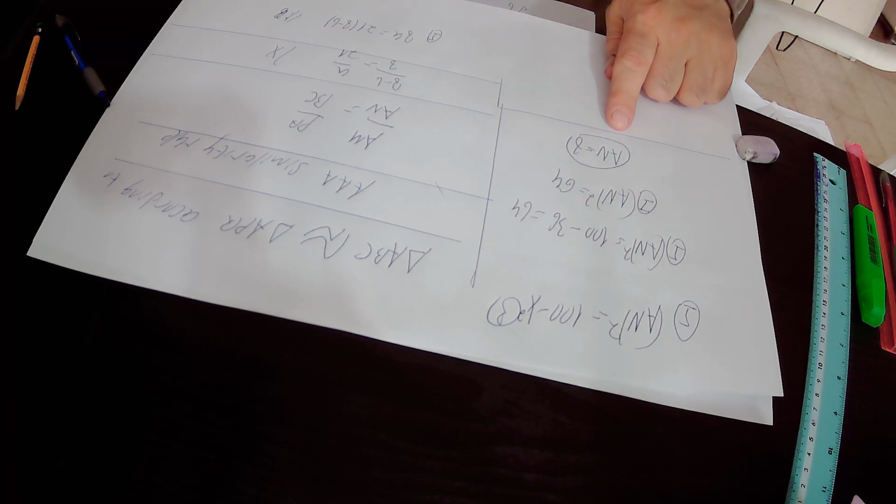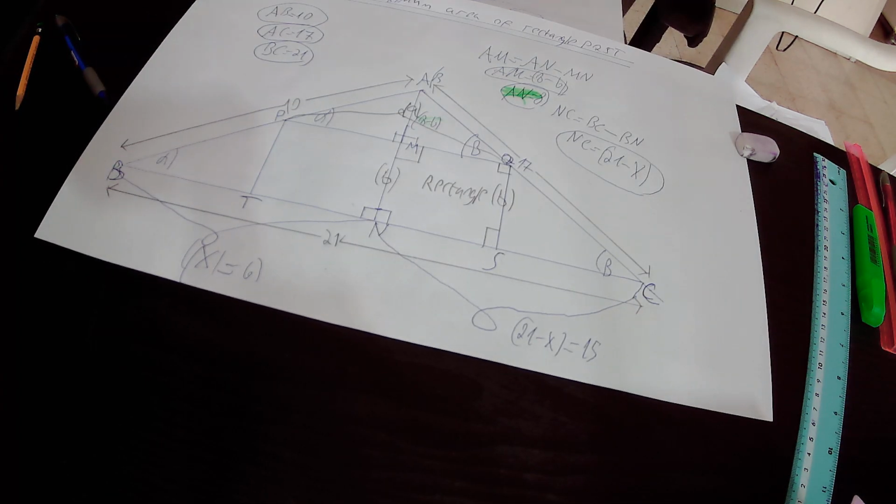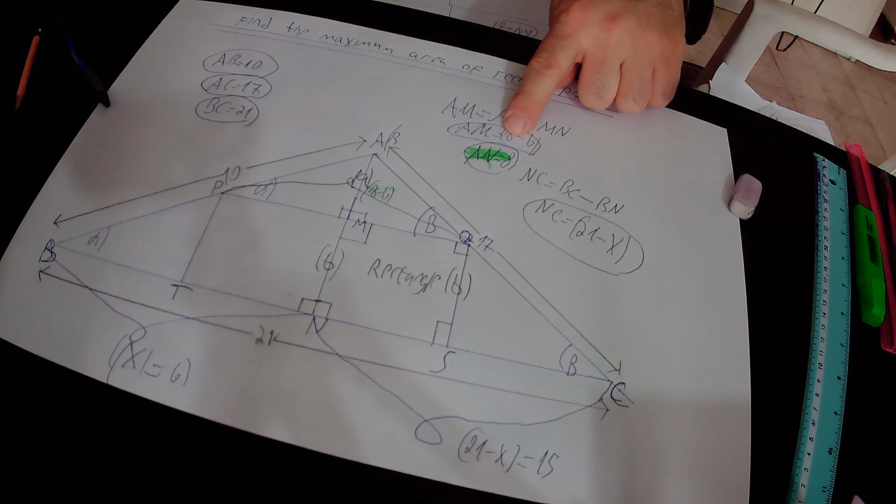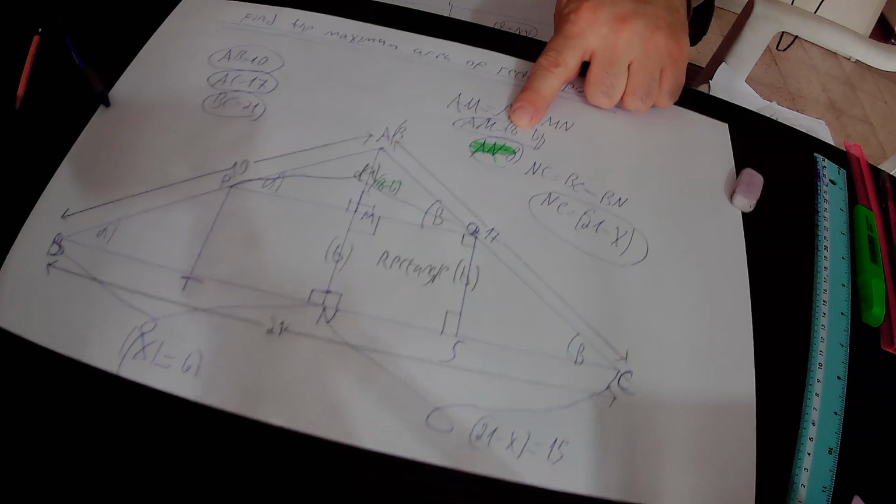We took the square root of this equation and finally found out that AN equals the square root of 64, that is 8. So this line segment AN equals 8 units in length. Here AN equals 8 units in length.